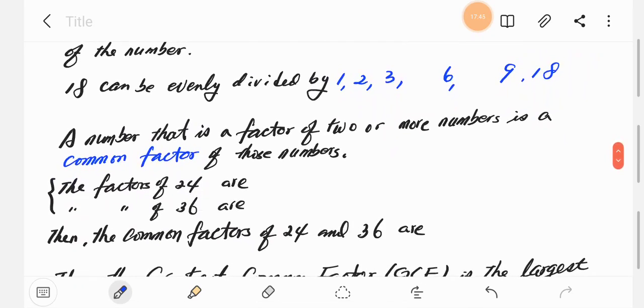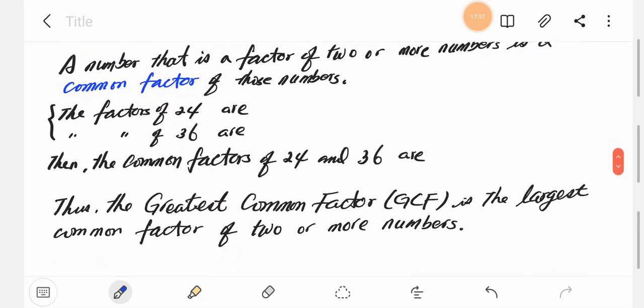So we just find factors of a number, and a number that is a factor of 2 or more numbers is a common factor of those numbers. For example, let's find the factors of 24 and 36, and then find the common factors. The factors of 24 are what? 1 times 24, right? How about 2? 2 can divide 24, and if you divide it, it will be 12, so 12 is also a factor.